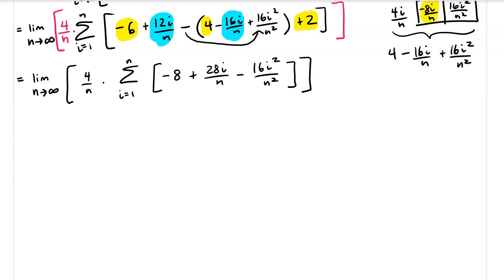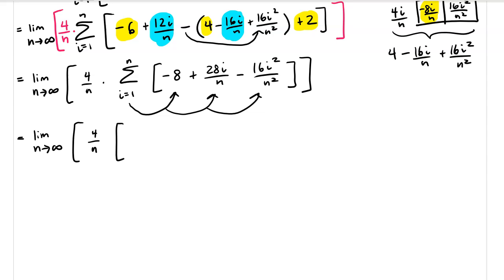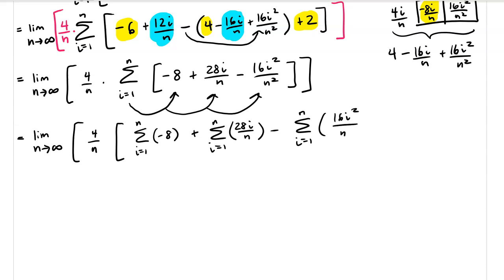So now what I want to do is apply this summation to each of these terms individually. Way back when we were learning about summations, there is a theorem that allows us to do that. So if we do that, we get the limit as n approaches infinity of 4 over n times the sum from i equals 1 to n of -8 plus the summation from i equals 1 to n of 28i over n, and then minus the sum from i equals 1 to n of 16i squared over n squared.